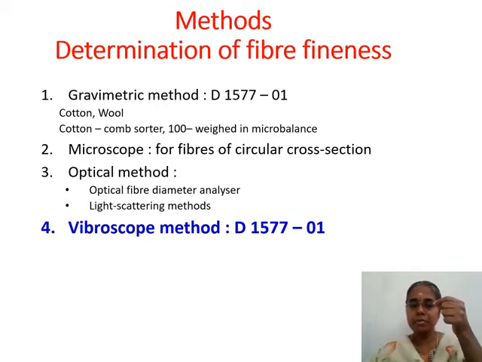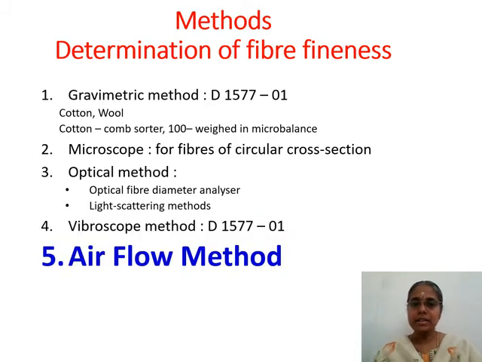You keep the fibers in between two jaws and you pass in some frequency, and when the passed frequency is in tune with the natural frequency of vibration of the material, then you get resonance, and from that they identify the linear density of the fiber, and this is common for synthetic fibers. And next, the most important method for measurement of fiber fineness, especially for cotton fibers, is the airflow method. Airflow is a common method for determining fiber fineness or micronair value.